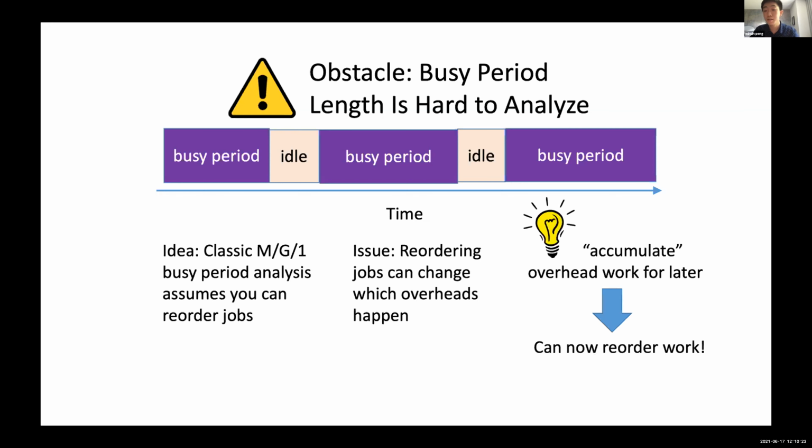But a solution we were able to come up with is to, quote unquote, accumulate overhead work for later. What that means is that as the preemptions arrive, maybe we don't do them immediately, but we keep track of all the preemption costs and all the preemption periods that have arrived. After doing this, you can now reorder work. You can imagine you're doing a low priority job and then a class 1 job arrives. This causes a preemption, but if we can reorder work, we can just finish the low priority job and then do the preemption afterwards. And that would be a lot easier to analyze.